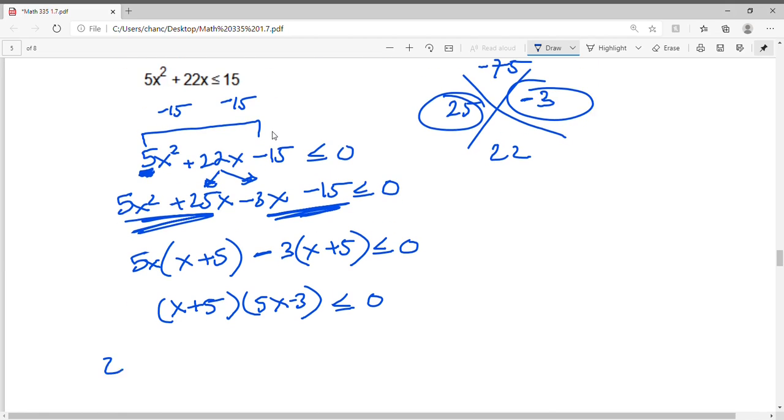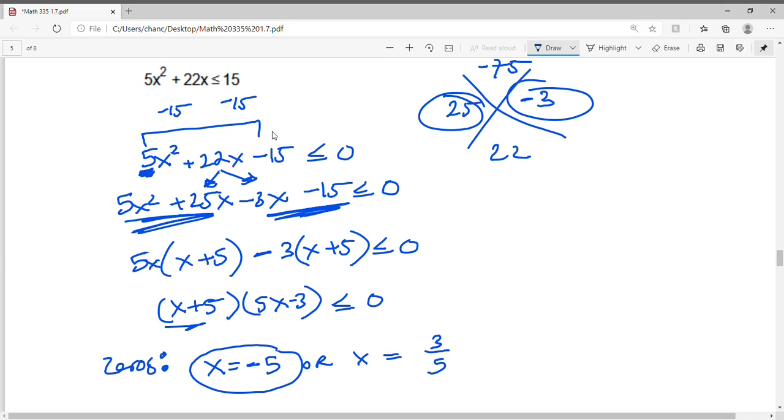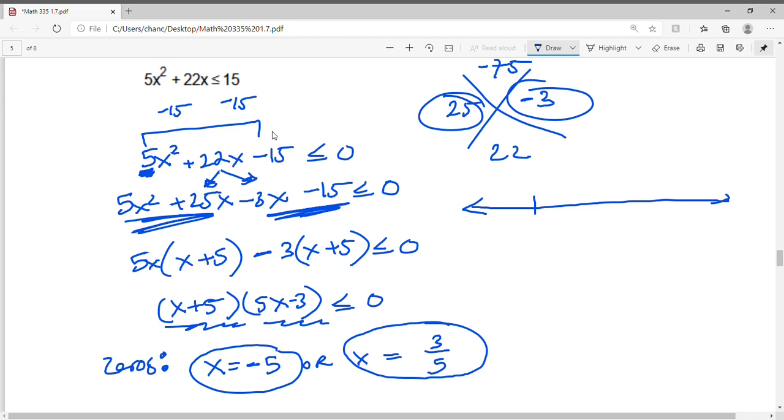Now, the first step for these problems is to find where our zeros are located. Our zeros are located at x equals negative 5 or at x equals 3 over 5. And where did I get these answers from? Well, I set each of our factors equal to 0. Now we can draw those on our number line. And since we have a less than or equal symbol, these are included in our solution set.